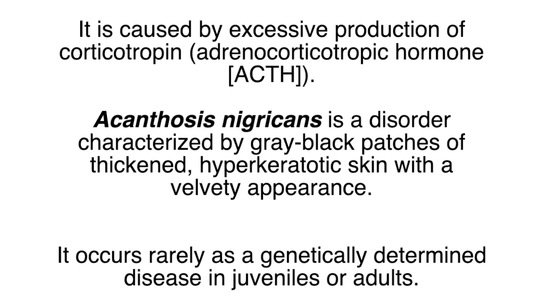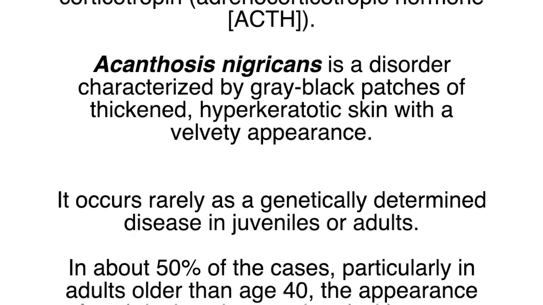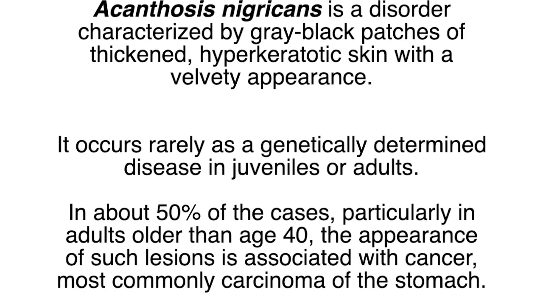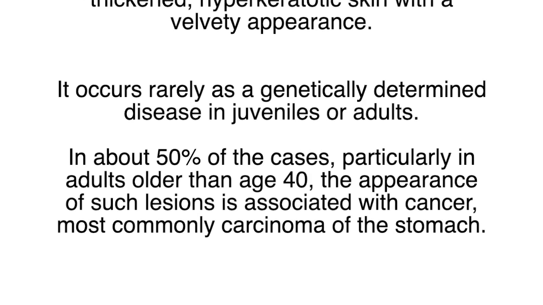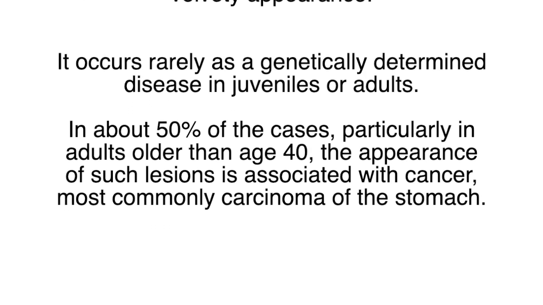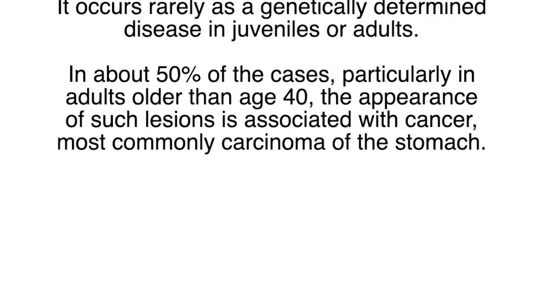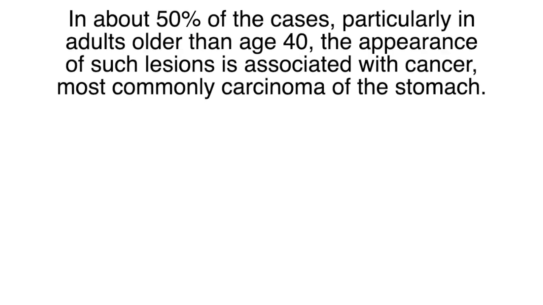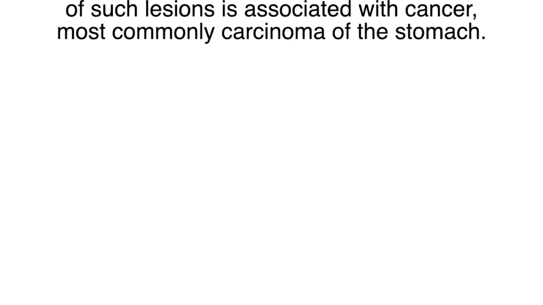Acanthosis nigricans is a disorder characterized by gray-black patches of thickened hyperkeratotic skin with a velvety appearance. It occurs rarely as a genetically determined disease in juveniles or adults. In about 50% of the cases, particularly in adults older than age 40, the appearance of such lesions is associated with cancer, most commonly carcinoma of the stomach.